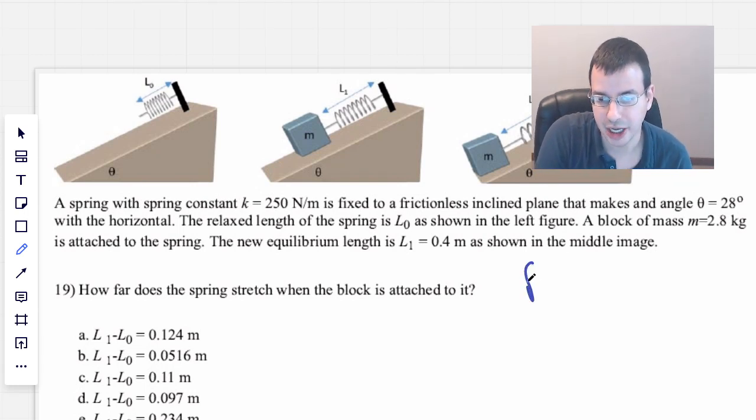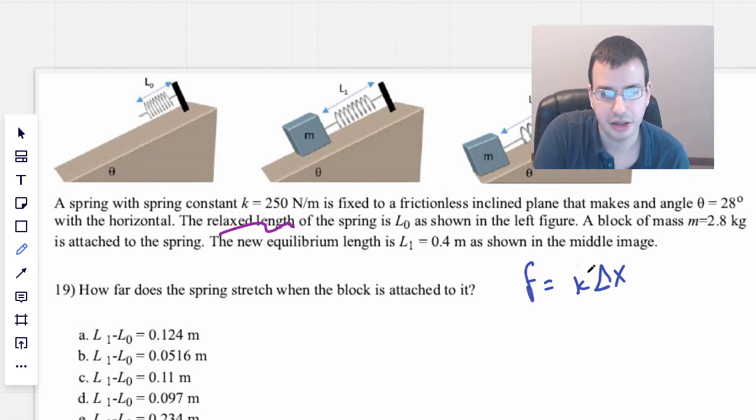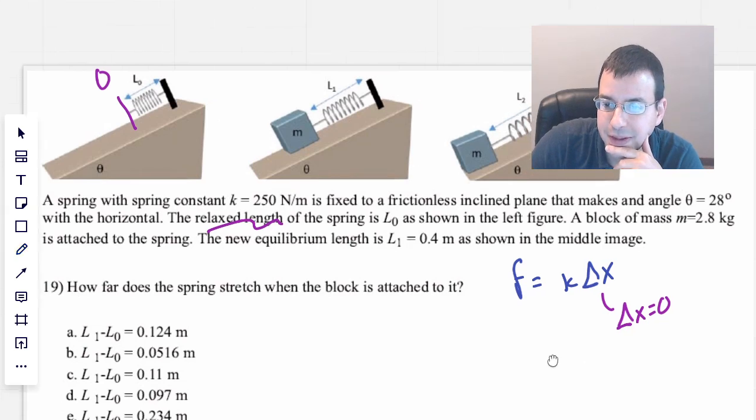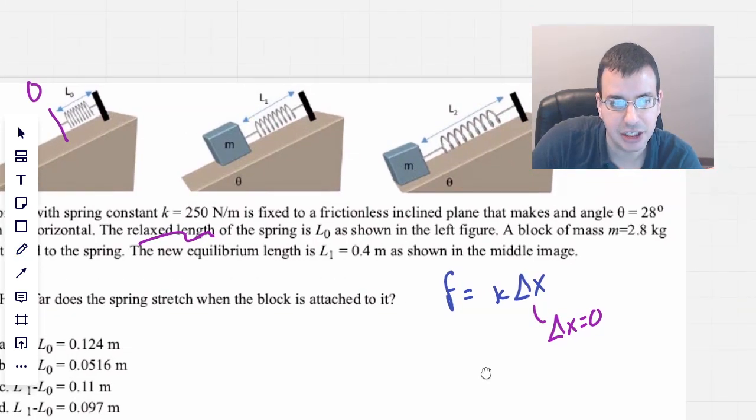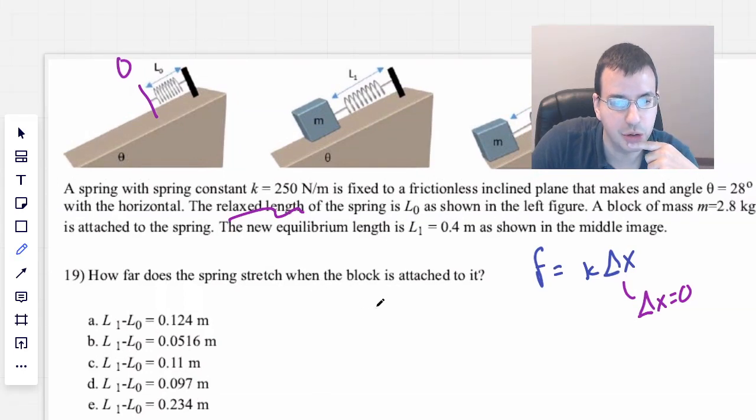So quick sidebar, force equals K delta X for a spring. And what is relaxed? The relaxed length is where delta X equals 0. So this is our 0 point right here. As shown in the figure to the left, a block of mass 2.8 kilograms is attached to the spring. The new equilibrium length is 0.4.